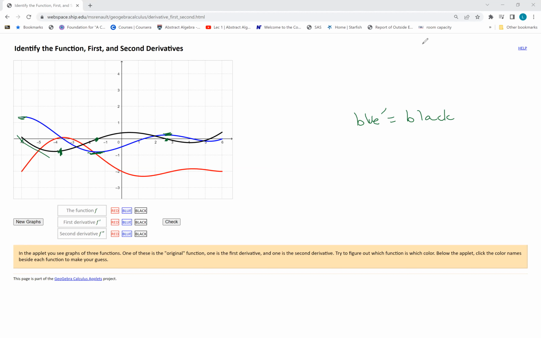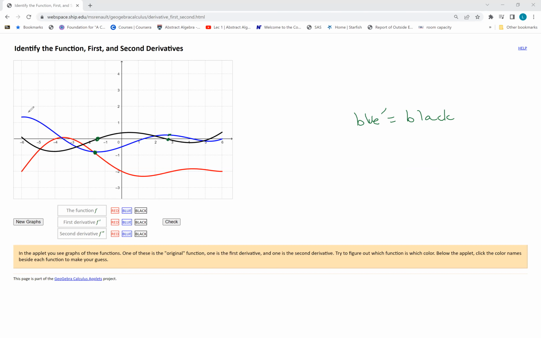Okay, hold on. Let me just make sure I'm saying all this right. So we said that the derivative of blue is black. So that means that here should be a 0, and the derivative of blue. So here is the max. So here, the derivative is 0.